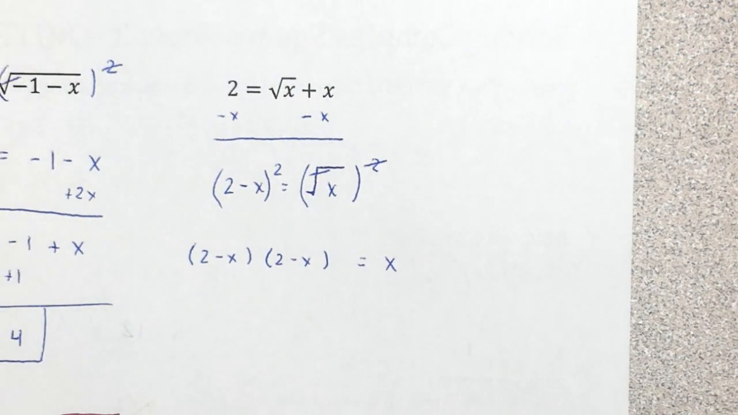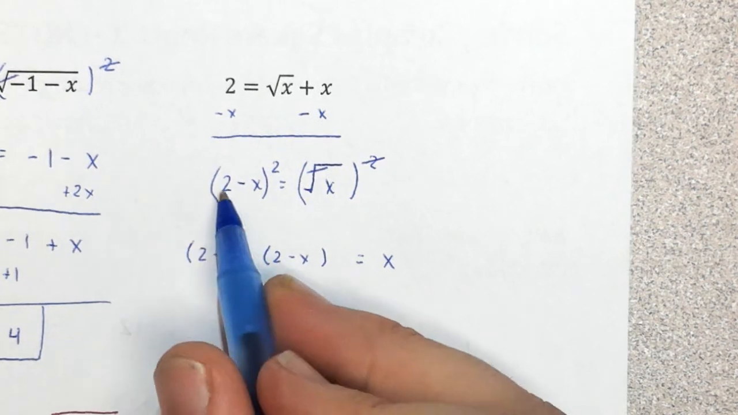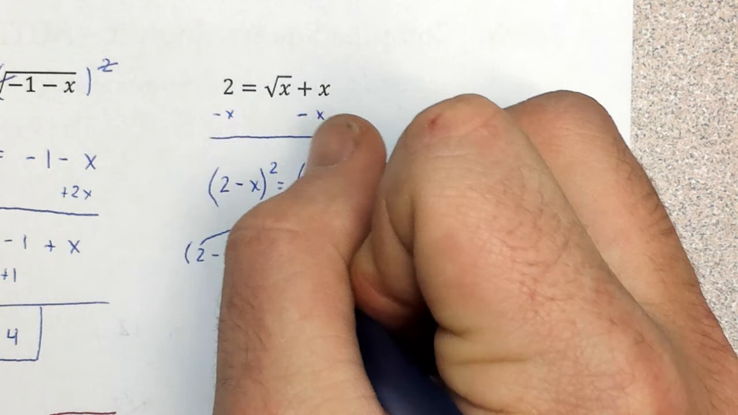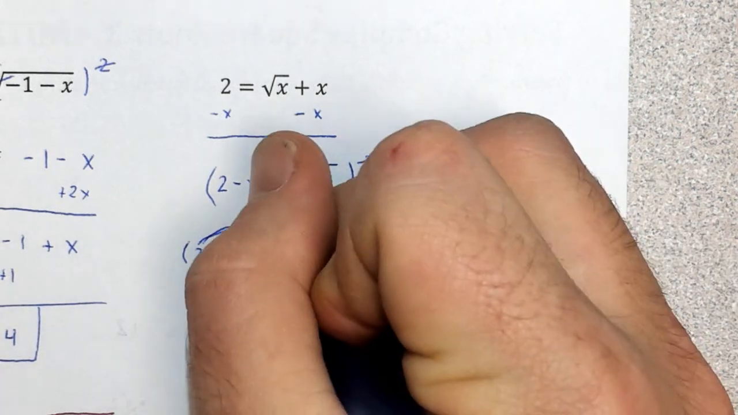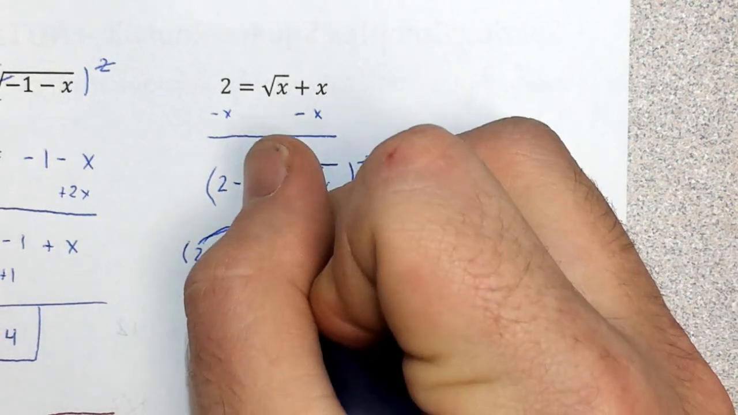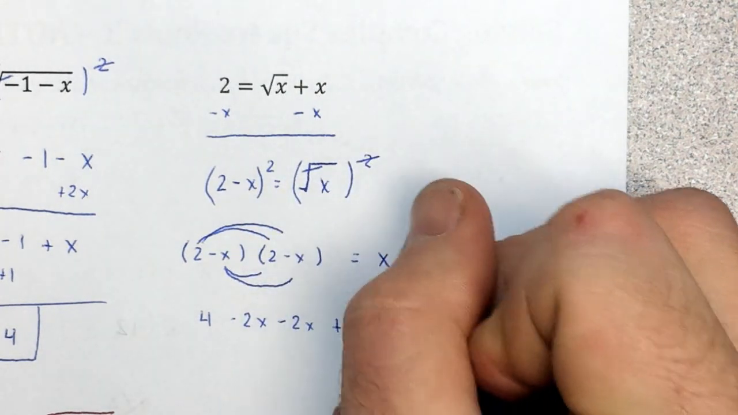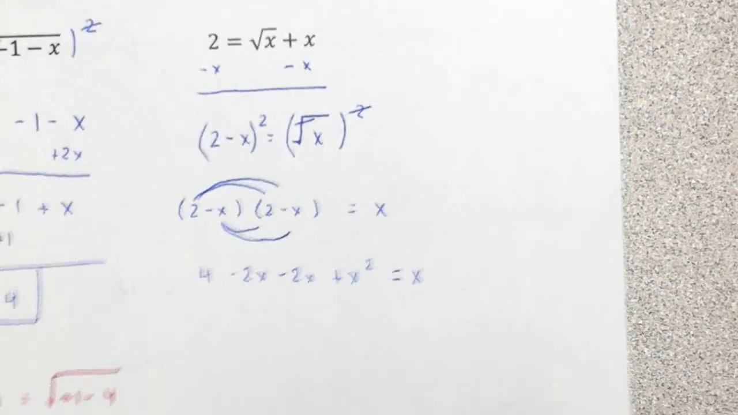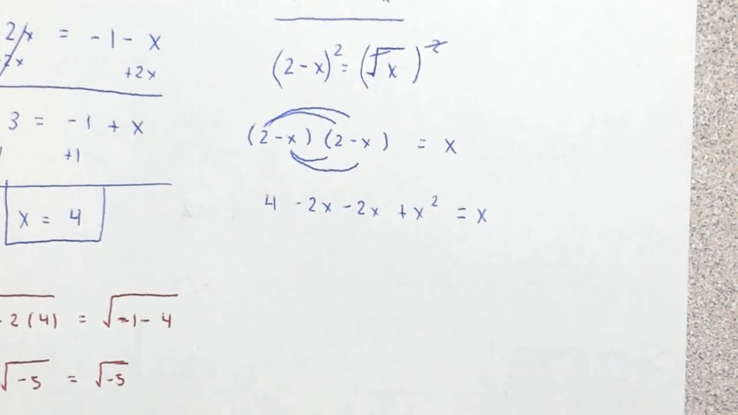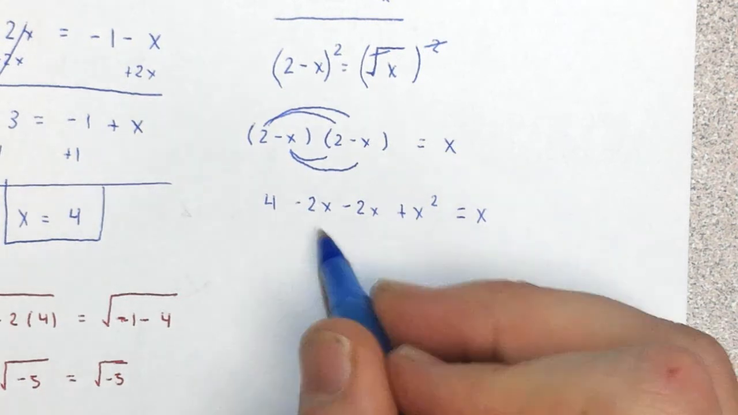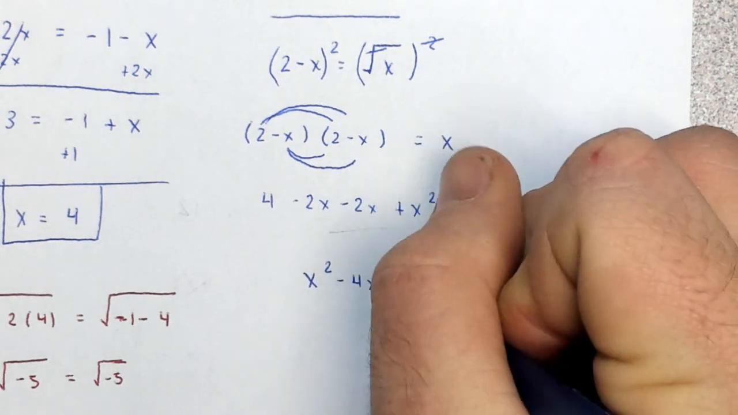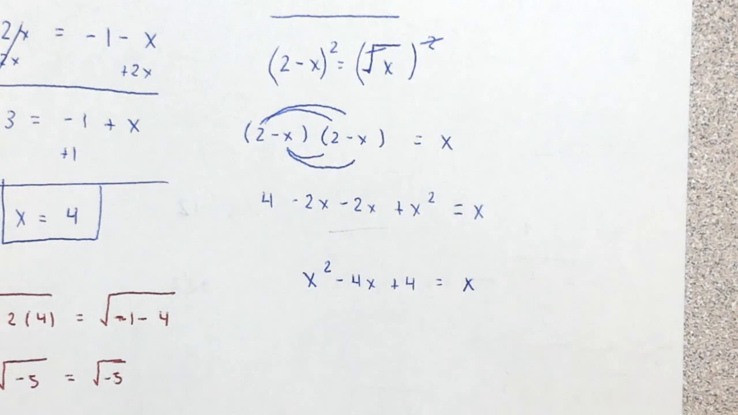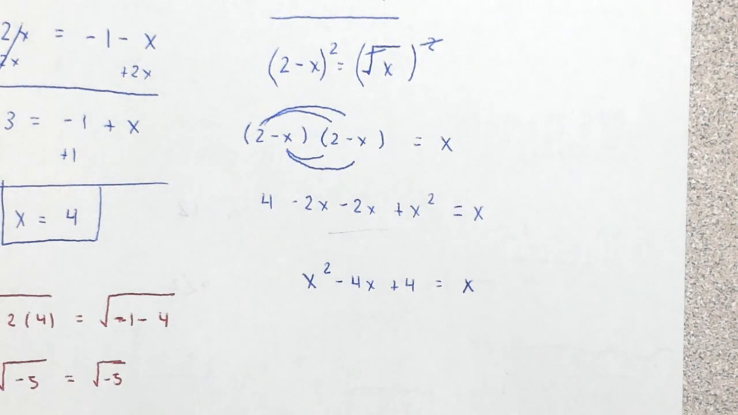And this, I have to FOIL. I cannot just say this squared and that squared. I have to FOIL it. So 2 times 2. 2 times negative x. Negative x times 2. And then negative x times negative x, positive x squared. So I'm FOILing it. Just the first, outsides, insides, last. Alright, let me rearrange this side over here. This is going to be x squared minus 4x plus 4 is equal to x. I'm just combining and putting that x squared up front.